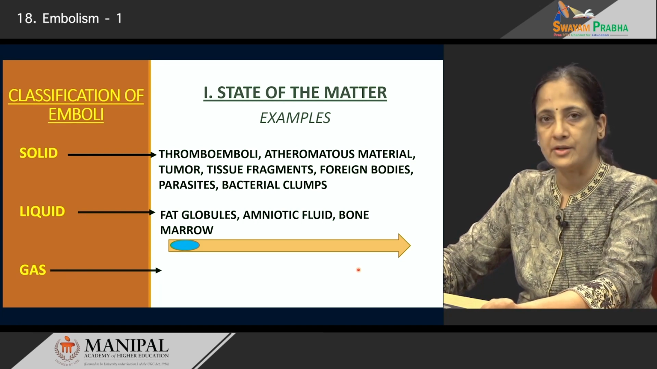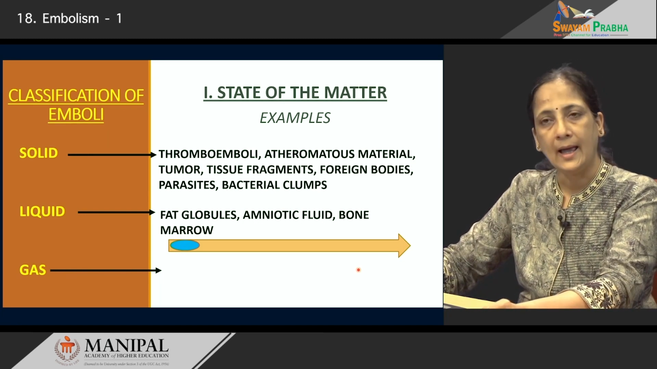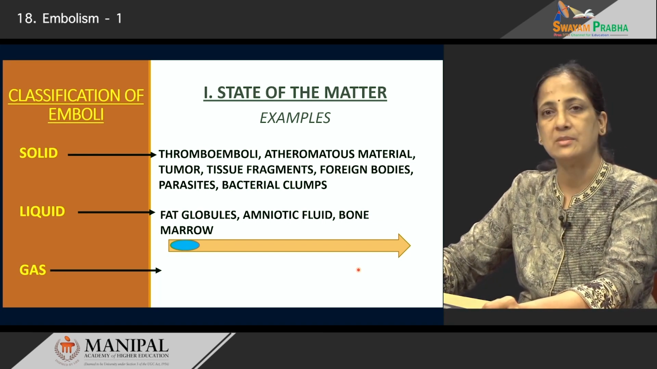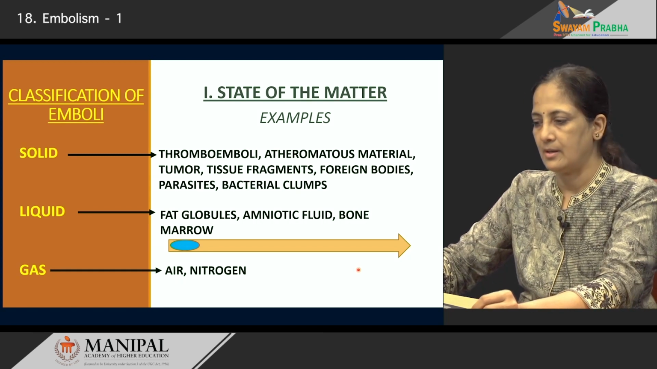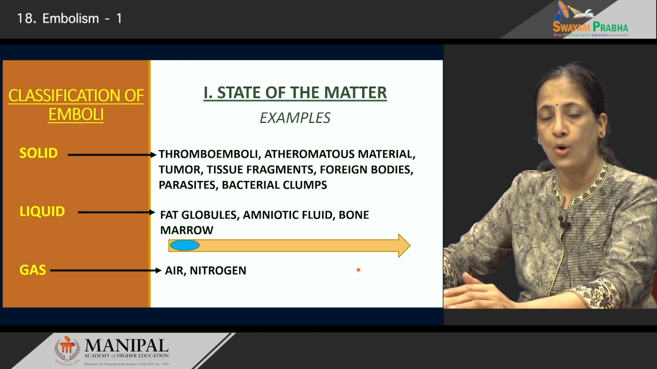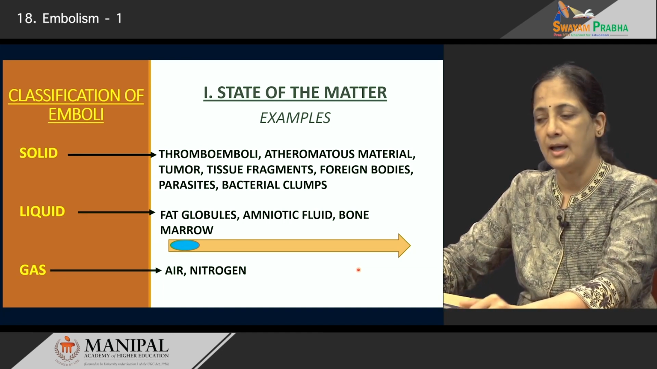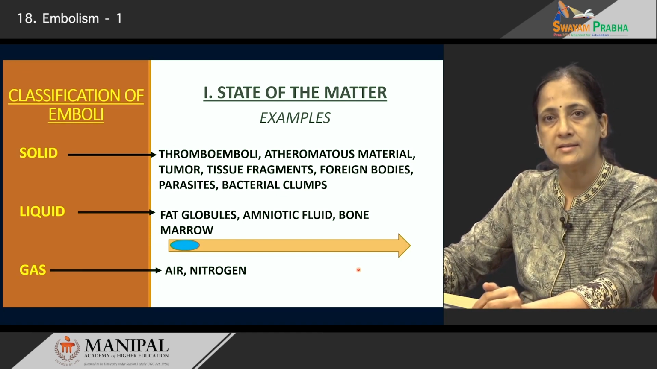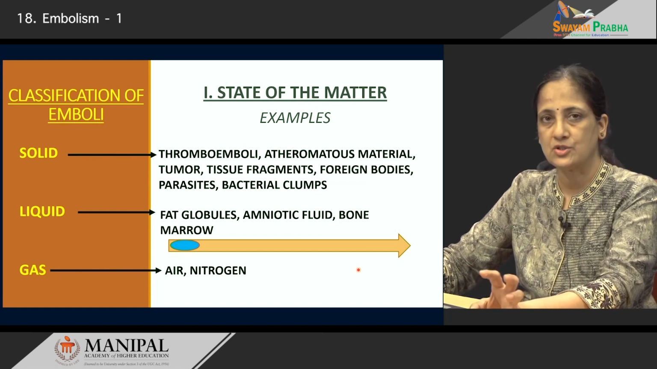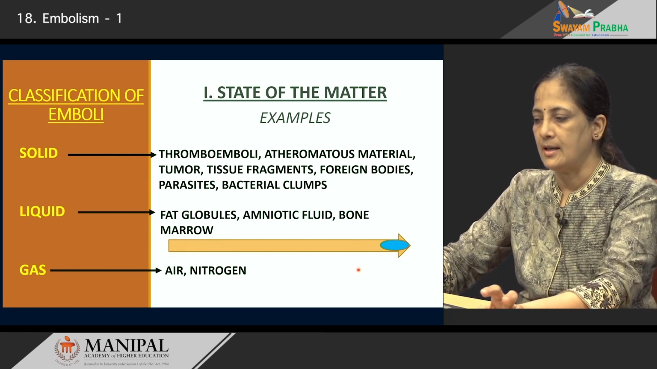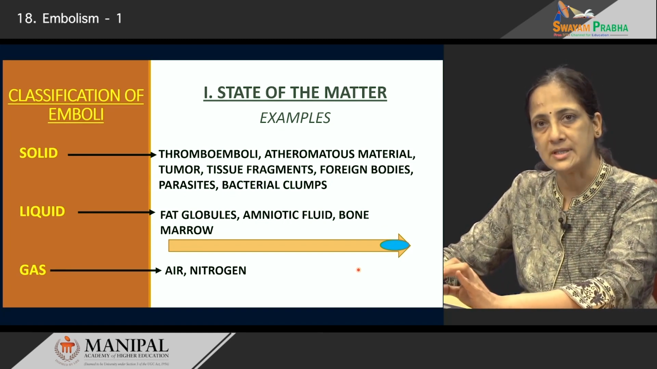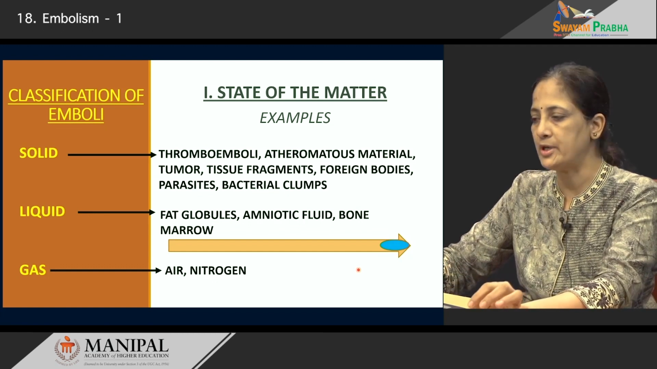Liquid emboli are usually fat globules, amniotic fluid from a pregnant uterus, and bone marrow fragments from a fracture site. Gases can be air which can be injected into a vessel or go into a severed vessel, and nitrogen gas as is seen in deep sea divers. Whatever the state of this mobile mass, solid, liquid or gas, it begins at one point in the circulation and is carried to a distant site from its point of origin.